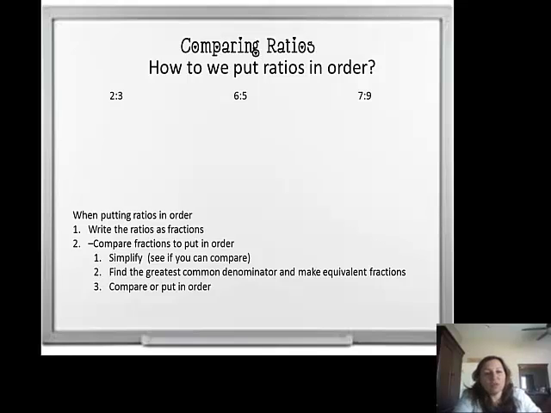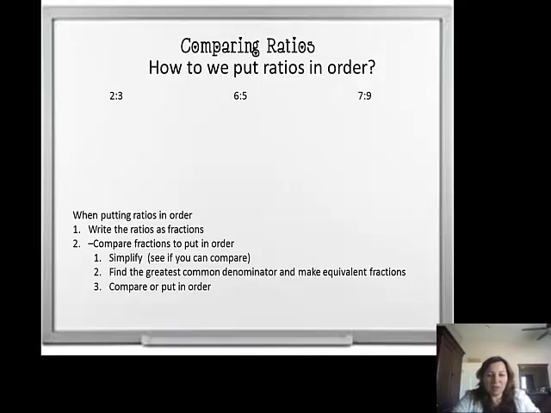So the first question that we're looking at is, how do we put these ratios in order? We have 2 to 3, 6 to 5, and 7 to 9. And we now want to know how we put them in order from least to greatest. So when putting ratios in order, you want to write the ratios as a fraction. And then you want to simplify those fractions. We always want to work with our fractions in simplest form.